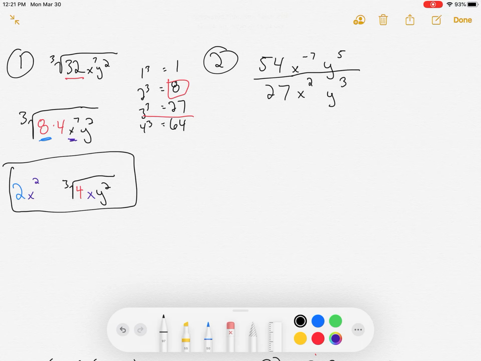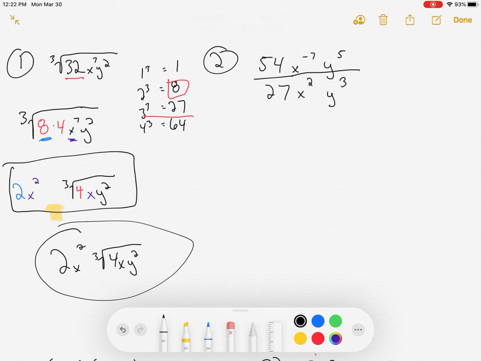And this looks kind of goofy because there's this space right in here. So if you want, you could rewrite it as 2x squared times the cube root of 4xy squared. I don't expect it to be perfect every time. You're going to end up leaving this space sometimes because you don't know how many things you're going to be able to pull out.